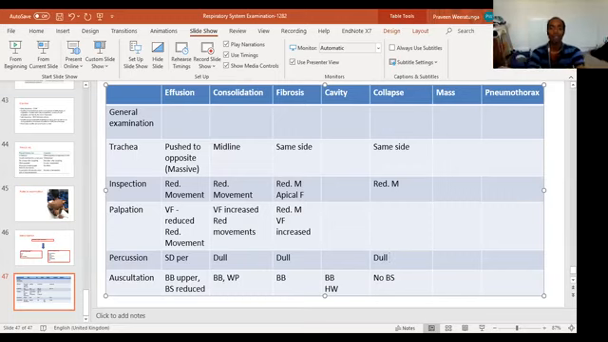Okay. Reduced movements. Vocal fremitus is absent, because there is no air entering the lung. There is no lung now. Imagine like a pneumonectomy, as if the lung has been removed. So no vocal fremitus or reduced vocal fremitus. There's no vocal fremitus. That's a better way of expressing that.